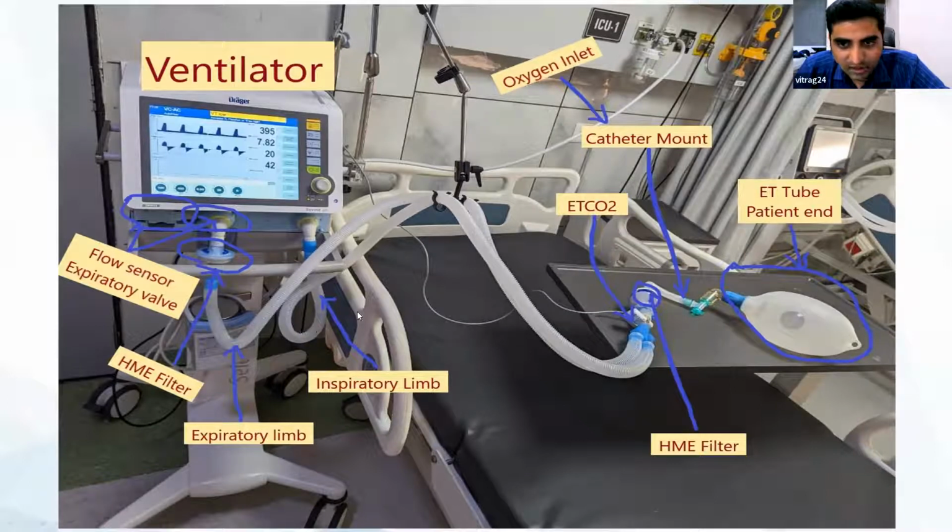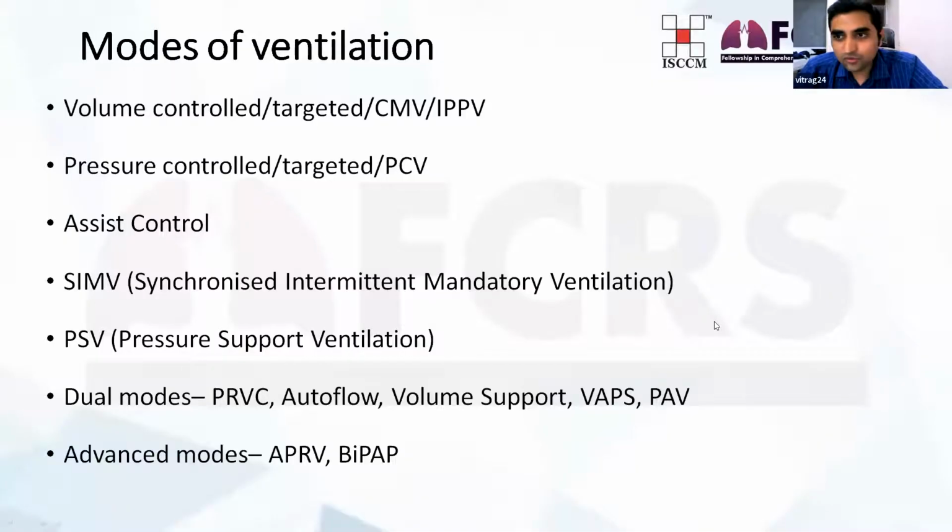So this is how a modern ventilator works. There are various modes of ventilation in our modern ventilators. It is either volume controlled or targeted, that is CMV or IPPV, or pressure controlled or targeted, that is PCV, or it can be assist control, where the breath is triggered by the patient, not by time. Or it can be synchronized intermittent mandatory ventilation, SIMV, with SIMV volume control or SIMV pressure control.